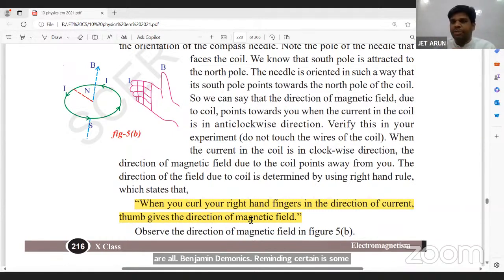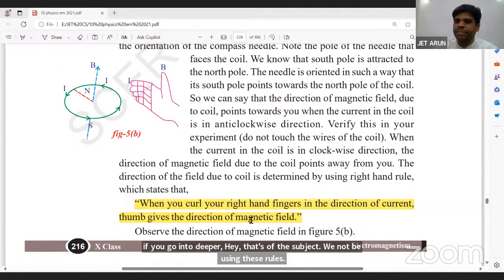But if you go deeper into the depths of the subject, we will not be using these rules. We will be dealing with this mathematically. Mathematically we will conclude all these points.